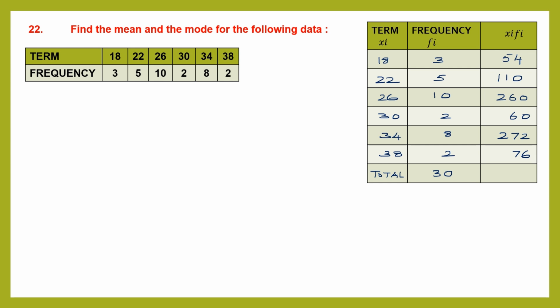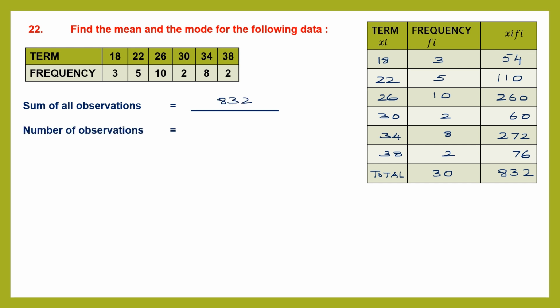Now, if you add up the third column, whatever you have in the third column, you will get the sum of the observations. So let's write that down. When you add this up, you get 832. So now we have the sum of the observations and we have the number of observations. We can find the mean with the help of the formula. Sum of observations is 832. Number of observations is 30.